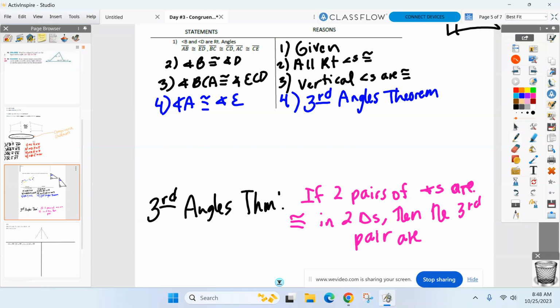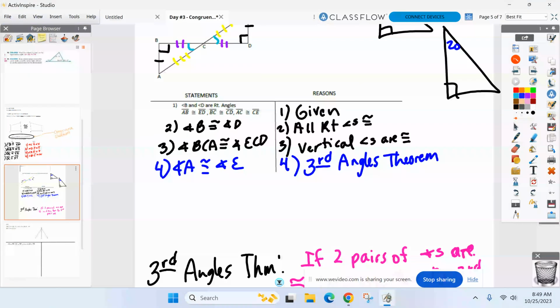Oh, let me make something clear, because some people try to use this inappropriately. This is the third angles theorem. There is no such thing as the third sides theorem. If I have two pairs of sides, automatically the third pair? Get out of my house. Okay, that's garbage. No such thing as third sides, only for angles. Only works for angles. So let's go back up here and finish our proof now.